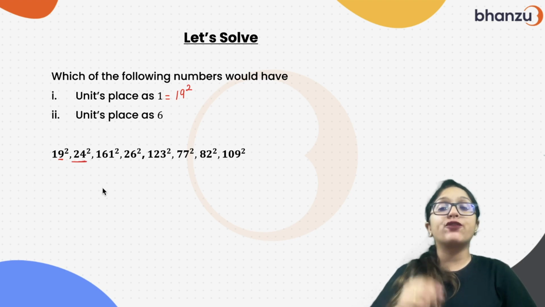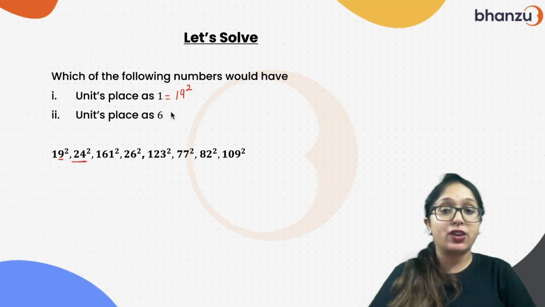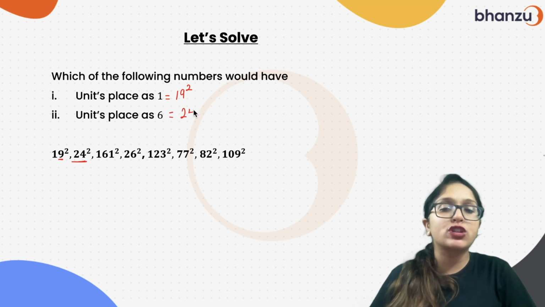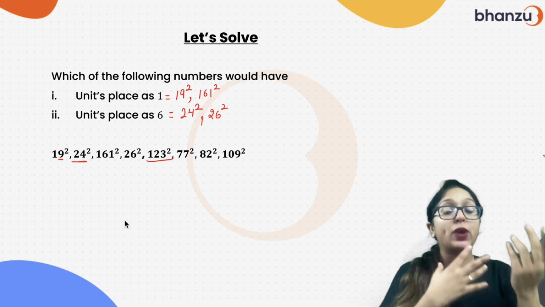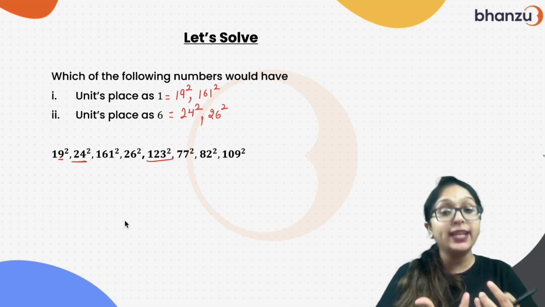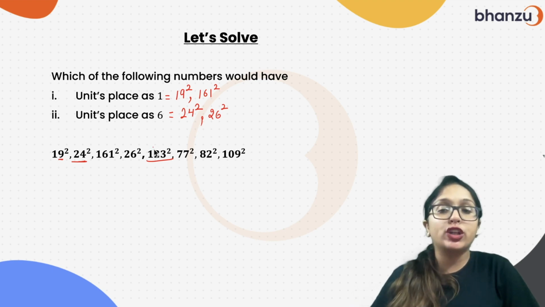What about 24? 4 square is 16. So this is going to end at 6, right? So I will write 24 square over here. Similarly, 161 square will be here and 26 square will be here. What about 123 square? 3 square is 9. This is going to end at 9. So this does not come under any of these. So I am going to cross it.